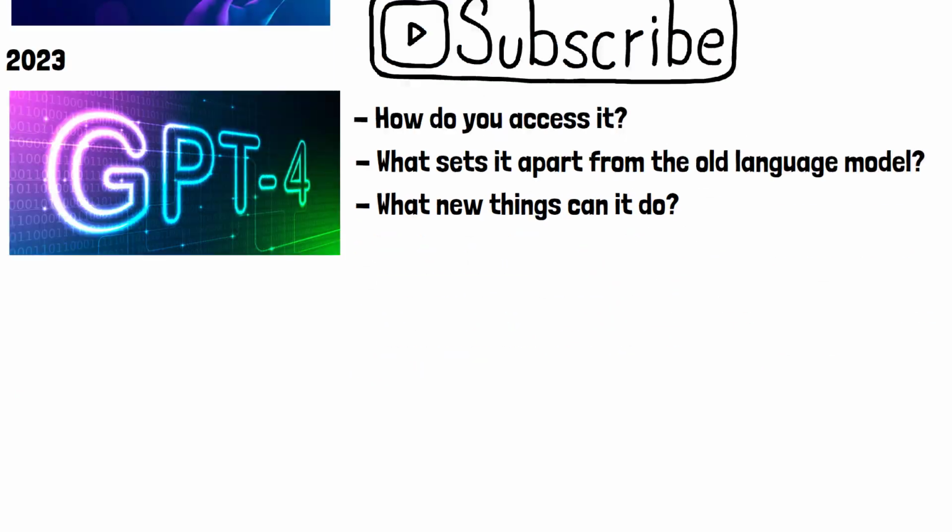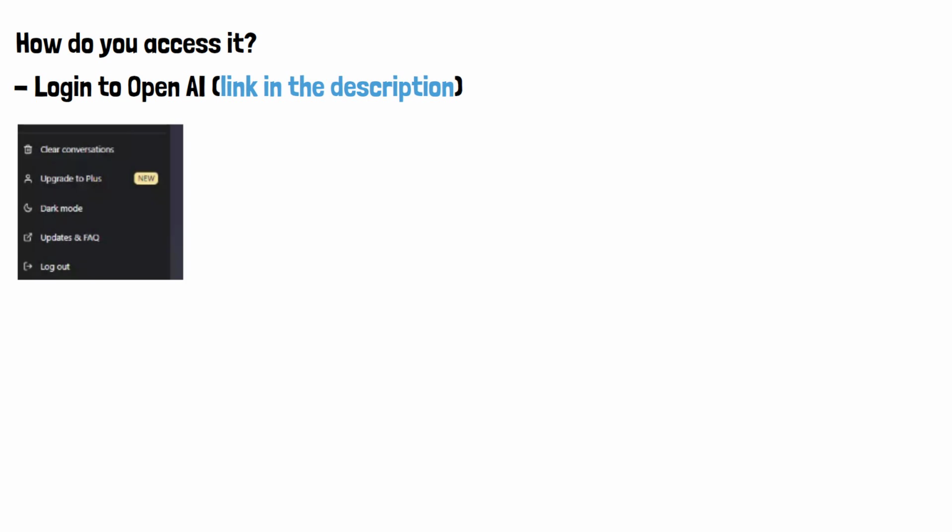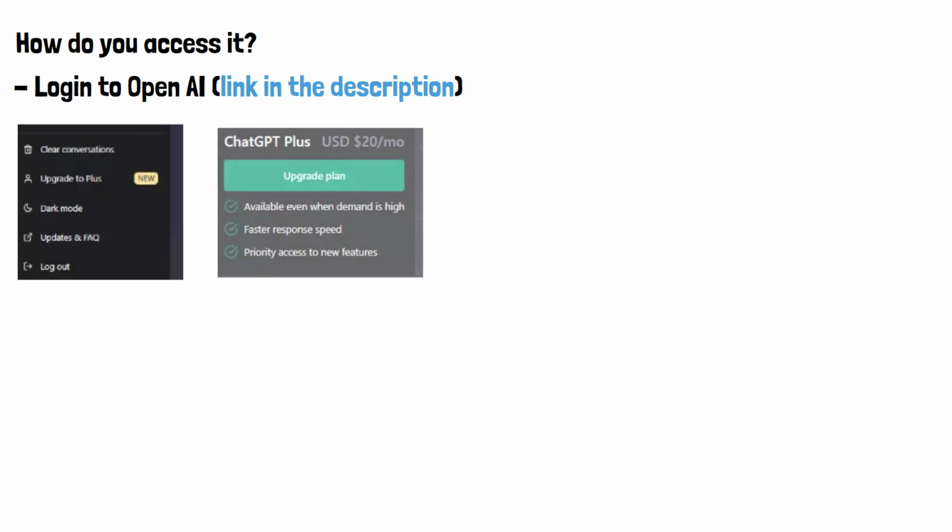So let's start with how you can access the ChatGPT version that uses the new GPT-4 language model. You need to log in with your OpenAI account. I'll leave a link to the login page in the description for quick access. Once you have a chat open, then you need to go to the bottom left of the screen and select Upgrade to Plus and pay the £20 per month subscription. GPT-4 is not available to free accounts, unfortunately.